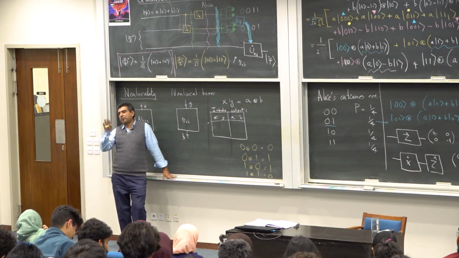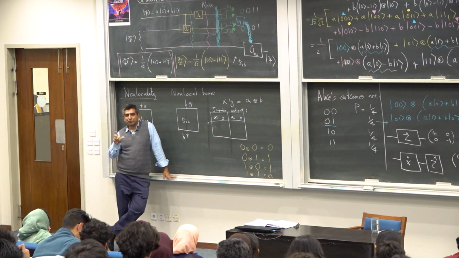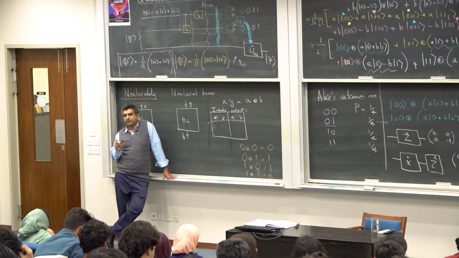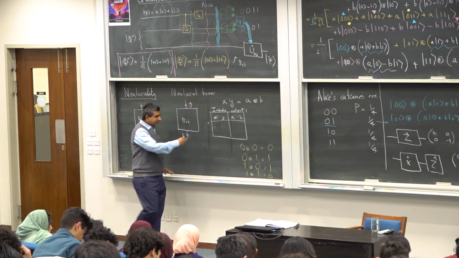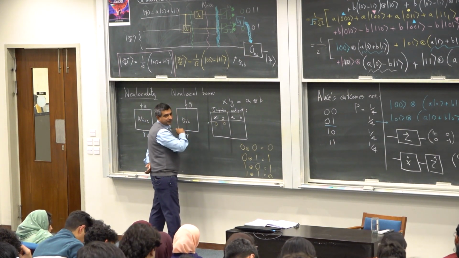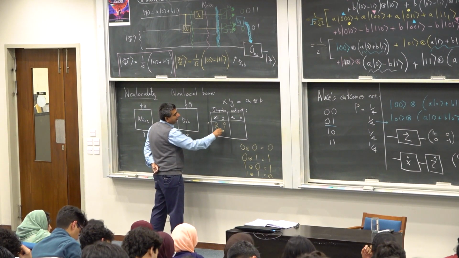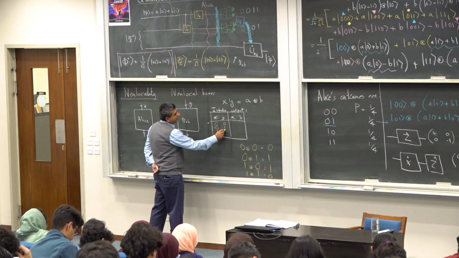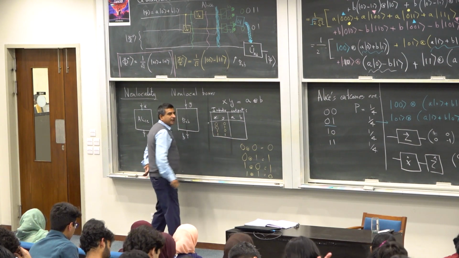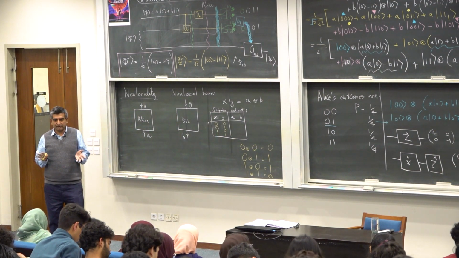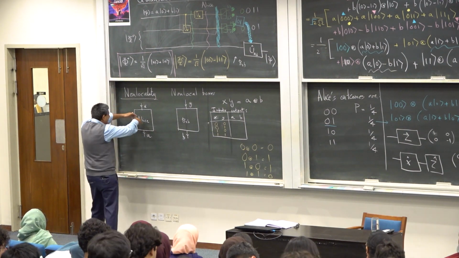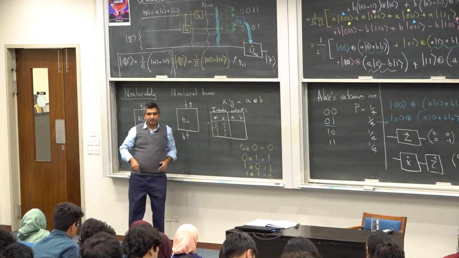So what are the 4 possible inputs to this 2-box game? 0, 0, 0, 1, 1, 0, 1, 1. So X could be 0, Y could be 0. X could be 0, Y could be 1. X could be 1, Y could be 0, Y could be 1. So these are all the 4 possible inputs that can go into the 2 boxes. This box takes X as an input, Bob's box takes Y as an input.